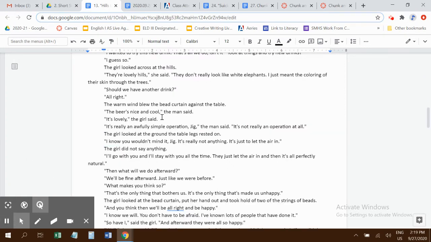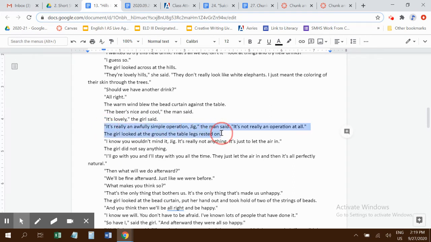Whereas another piece of evidence I could use to prove that same claim is this passage. "It's really an awfully simple operation, Jig." "The girl looked at the ground the table legs rested on." He's clearly pressuring her in this piece of evidence, and he's able to pressure her because he has power over her. So, with this power, he's pressuring her to do or become something she may not want to.